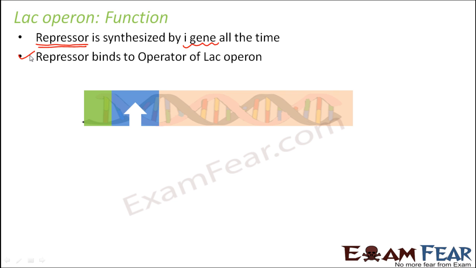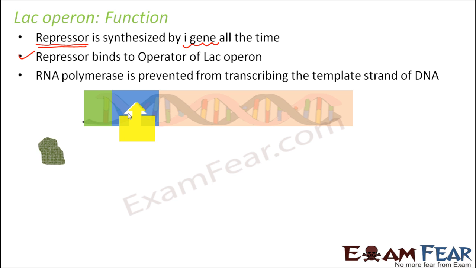Now what will happen? This repressor will bind to the operator region of the Lac Operon. This is the operator region, the blue region, and the repressor will come and fit with it. As soon as the repressor binds to the operator, when the RNA polymerase comes and tries to bind with the promoter to start its job of transcription, it is prevented by the repressor. Due to its presence, the promoter is made inaccessible to the RNA polymerase.